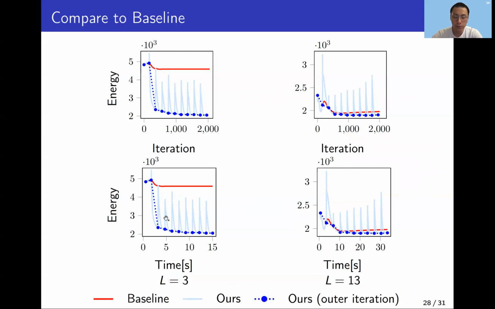Even though we have some jump at the beginning of the inner iteration, which is caused by the new samples, it decreases quickly, and finally the energy decreases for each outer iteration.